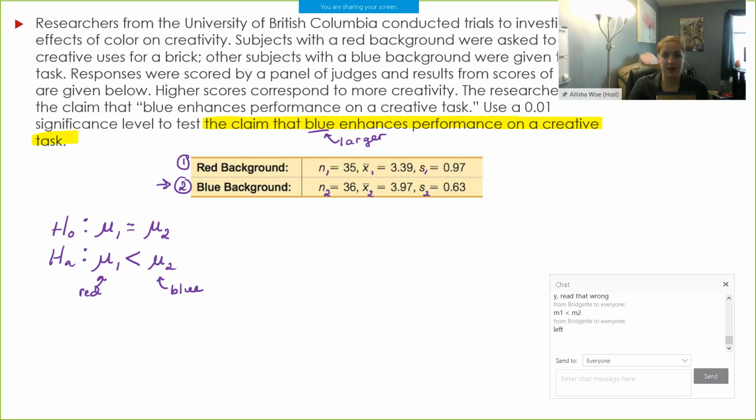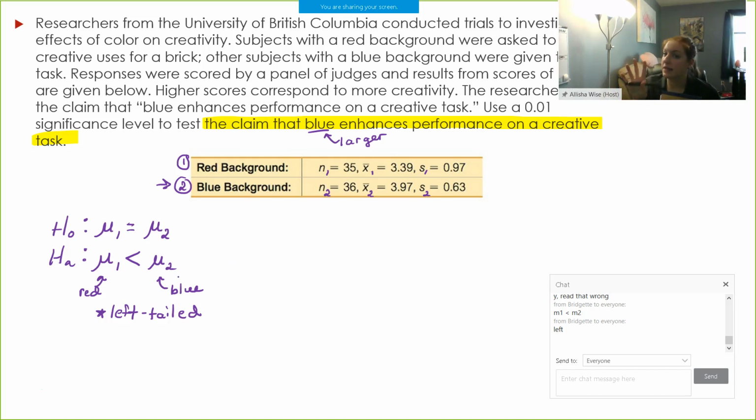Left-tailed, right-tailed, two-tailed. It is left-tailed. I'm going to write that down here real quick. Left-tailed, simply because it is less than. If it was greater than, it would be right-tailed. So just as a reminder.